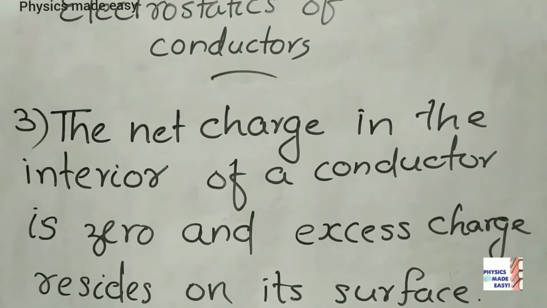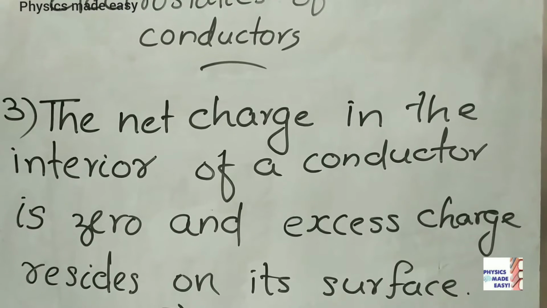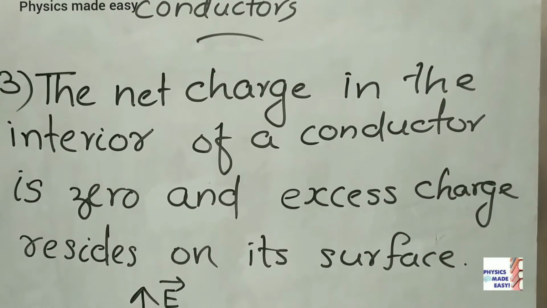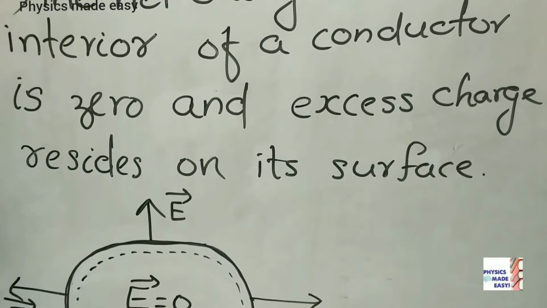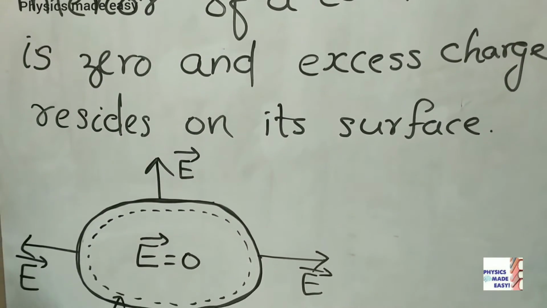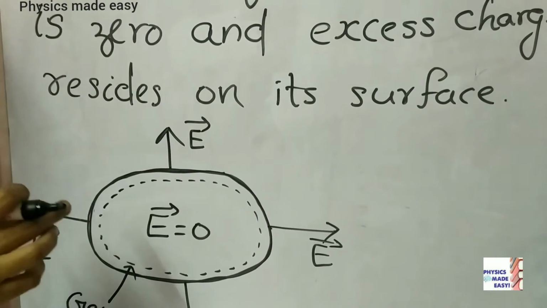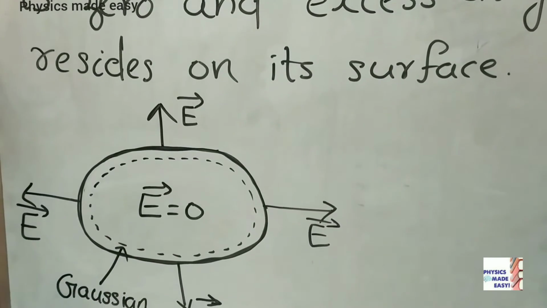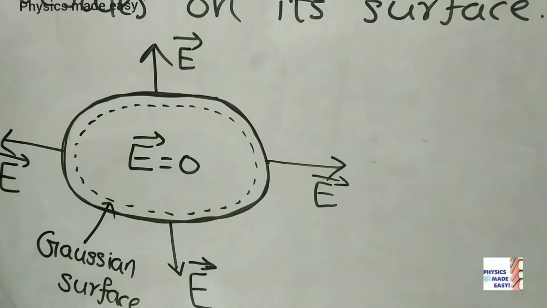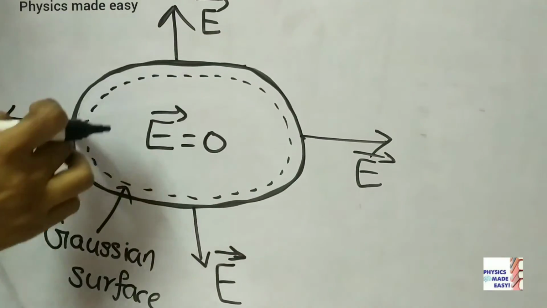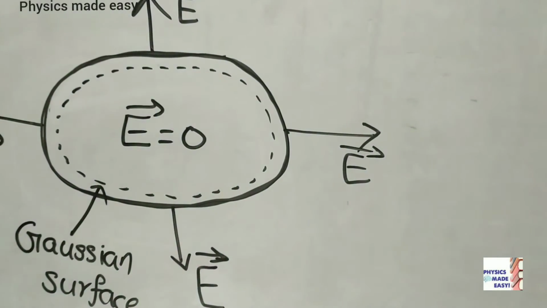Third property, the net charge in the interior of a conductor is 0 and excess charge resides on its surface. Here you can see a conductor carrying excess charge Q with no currents flowing in it. Inside, the electric field is 0, and here we need to consider a Gaussian surface inside the conductor just near this outer boundary. The dotted lines are the Gaussian surface we considered.